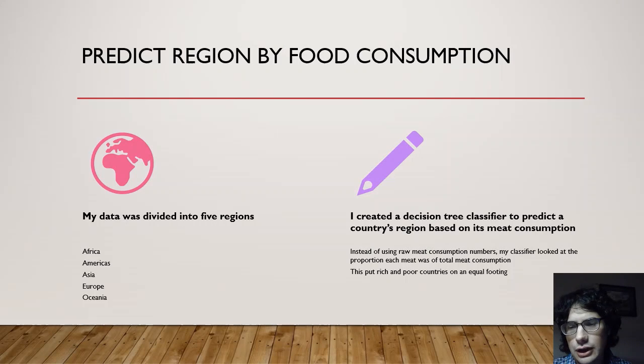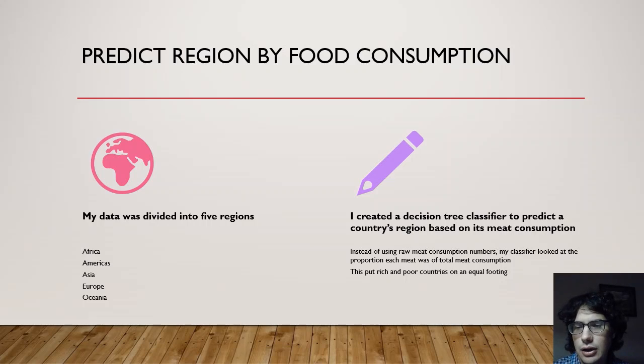All right, so the second model I made was to see if I could predict the geographic region a country was in based on its food consumption pattern. My data was divided into 5 regions: Africa, the Americas, Asia, Europe, and Oceania. And so I created a decision tree classifier to predict the region based on the meat consumption.